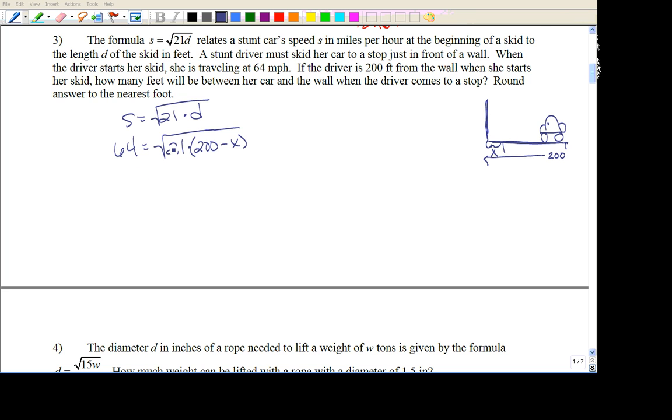Okay, so I'm going to multiply the 21 times the 200 minus x. So I get 64 equals the square root of 4,200 minus 21x. Now I'm trying to solve for x, which is the length of the car from the wall when she stops. So I need to square both sides. So now I'll have 4,096 equals, the square root cancels with the square, so I have 4,200 minus 21x.